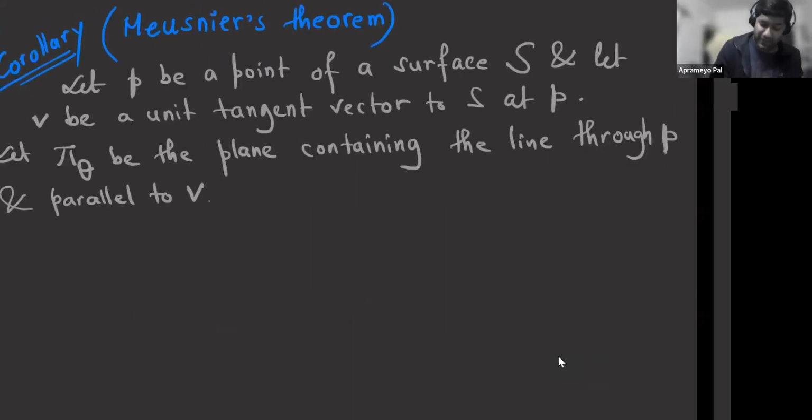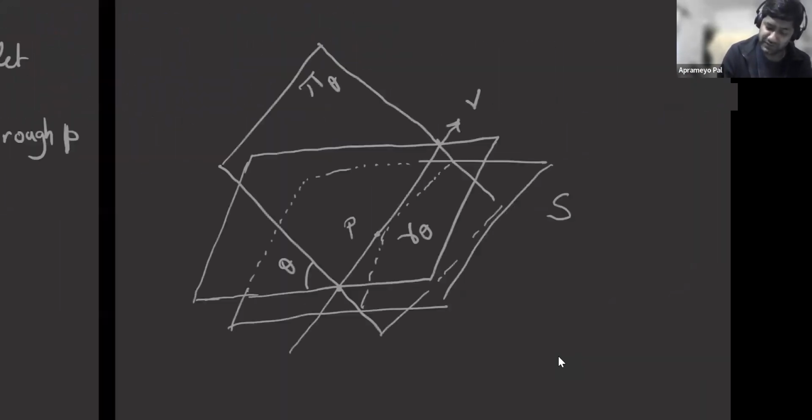Okay, that's why I need to write so many things, but just bear with me. So let pi theta be the plane containing the line through P which is parallel to V. That's exactly what I have drawn.